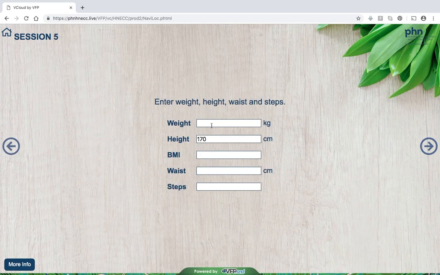Recording the weight as per usual. Waist and steps. Moving forward.